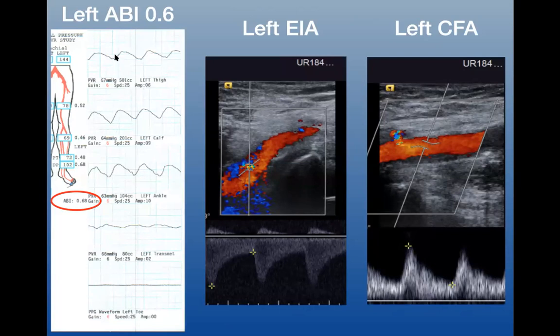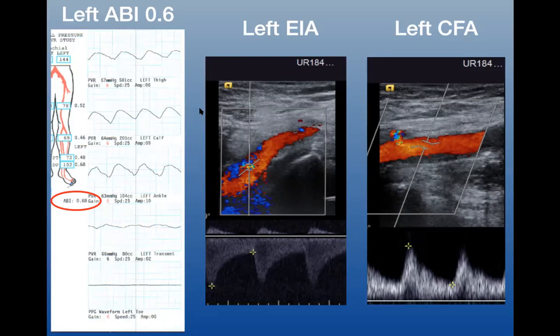So in this case, this patient, and this is really another whole talk, which I can give at some point, you can see that the left thigh waveform is dampened, and then everything is dampened below that, and there's some dampening here at the transmet, and so forth, and the ABI is 0.6, 0.68. Now just based on this, I'm suspecting inflow disease on the left side, right? Because if they had a normal distal aorta, left common iliac, and external iliac artery vessels, then I would expect that waveform at the left thigh would be more normal in appearance.